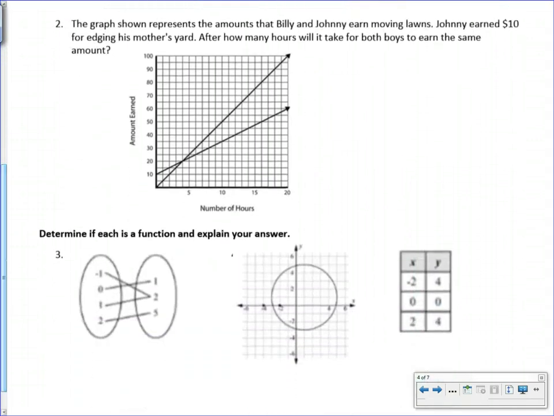Number 2. After how many hours will it take for both boys to earn the same amount? So we're looking at the two lines for Billy and Johnny, and we want them to earn the same amount. So we know if we look at where the two lines cross, that's where the two lines have the same value. So we're looking for hours. So at that dot, that is 4 hours. So your answer is just 4 hours.